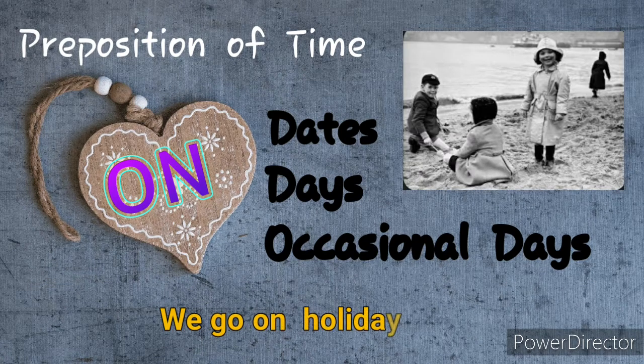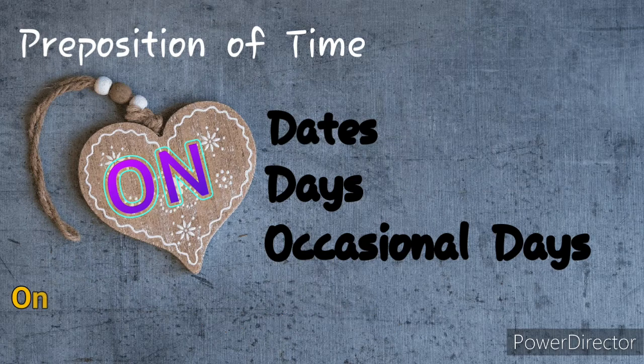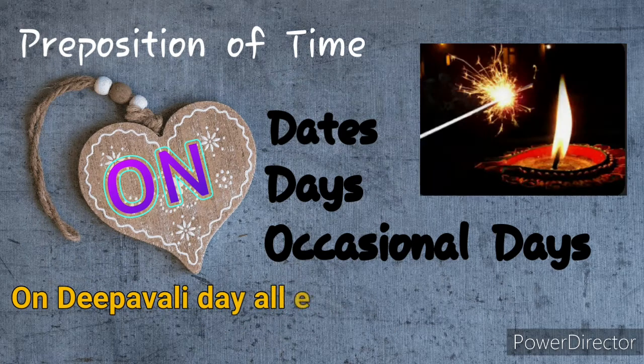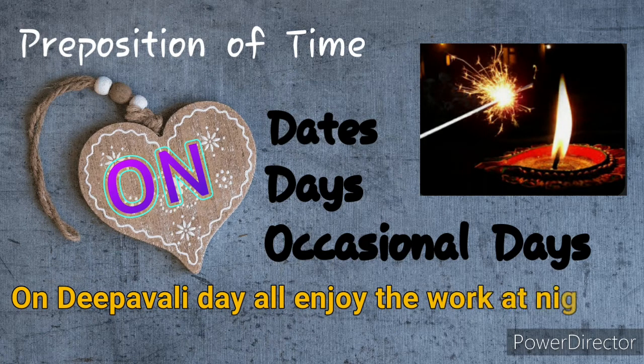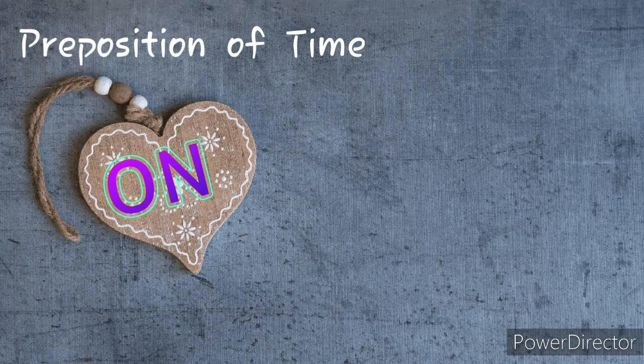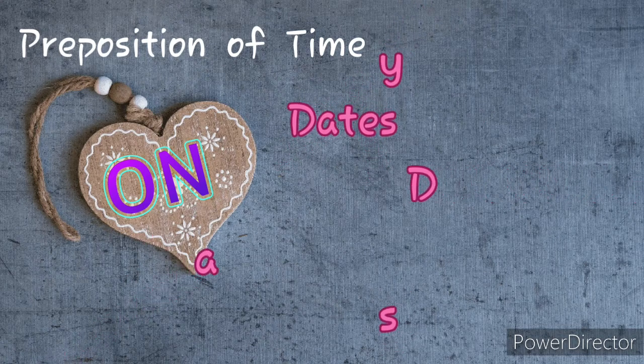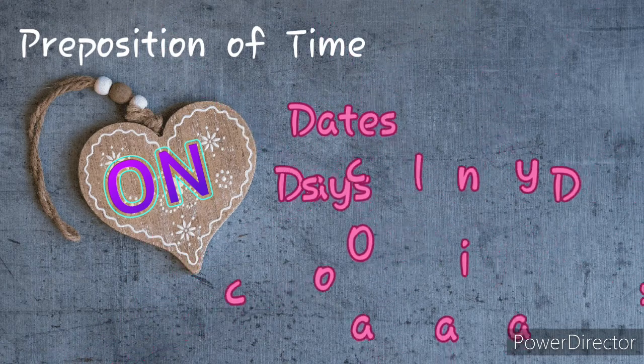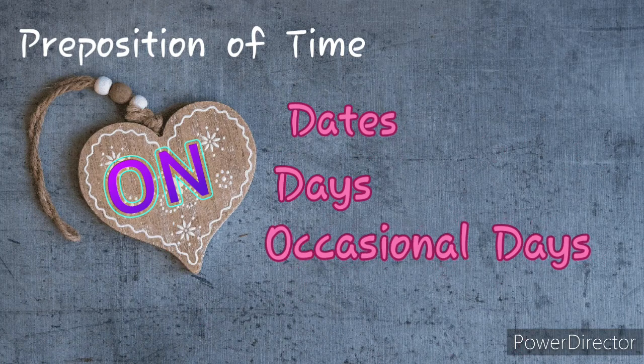We go on holiday in May. On Diwali day, all enjoy the work at night. A recap. The usage of on with respect to time is for dates, days, and occasional days.